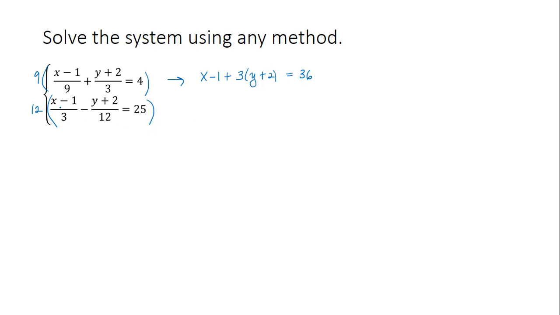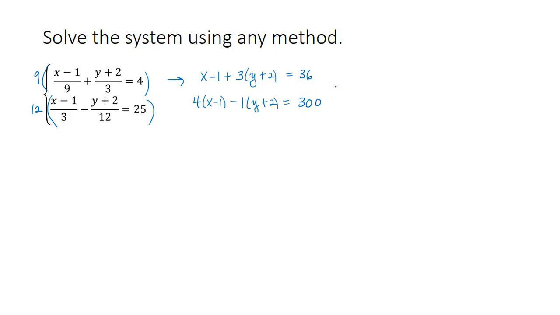The second equation, when we distribute by 12, 12 times x minus 1 divided by 3. Note that the 3 goes into 12 4 times, so we have 4 times x minus 1 minus 12 times y plus 2 over 12. Well, the 12s divide out, but really we have a minus 1 times y plus 2 in parentheses. And then it's equal to 12 times 25, which is 300.